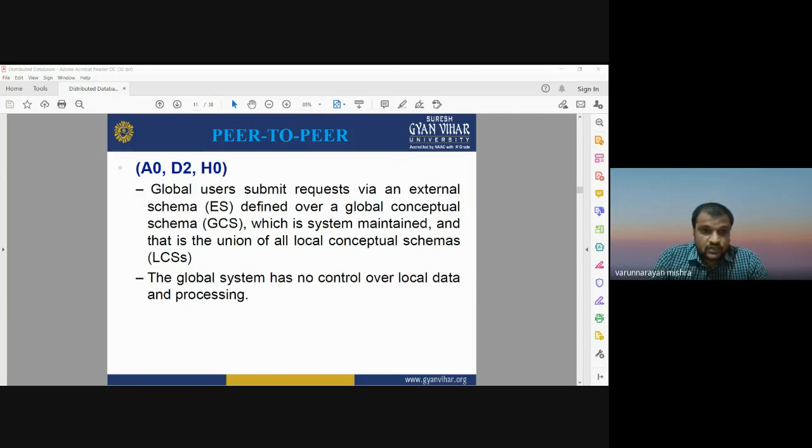It is defined over the global conceptual schema, that is GCS, which is system maintained and is the union of all the local conceptual schemas, LCS. So it includes the global conceptual schema as well as the local conceptual schemas. The global system has no control over the local data and processing. Now moving to the next slide.